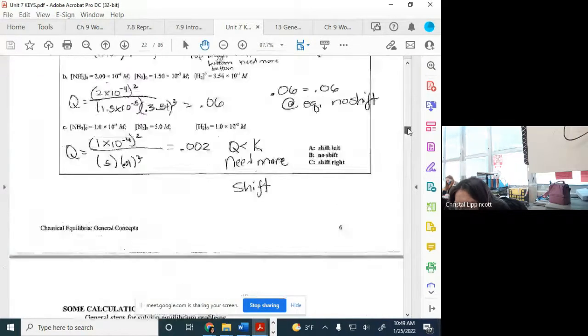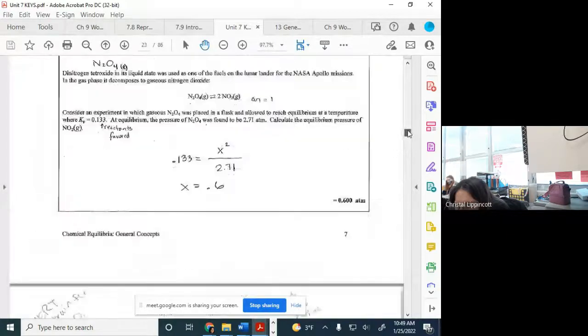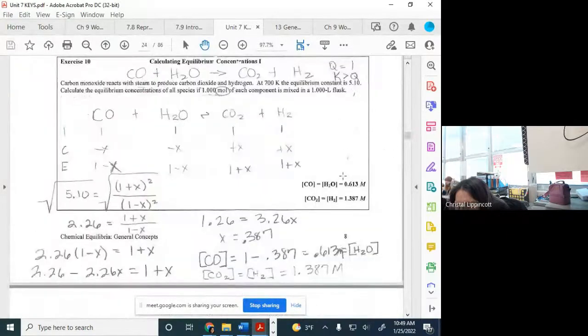Let's see if I covered that up with a Post-it note. There's your number 6. Is that right? Carbon monoxide? Is that the same one? So again, this one was kind of nice because you could do the square root of both sides for this, and then you could end up getting the answer for that. So that's an example of something you would see on the AP exam where you could get out of it without having to use the quadratic.